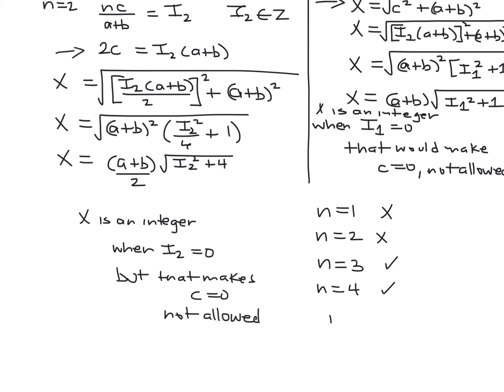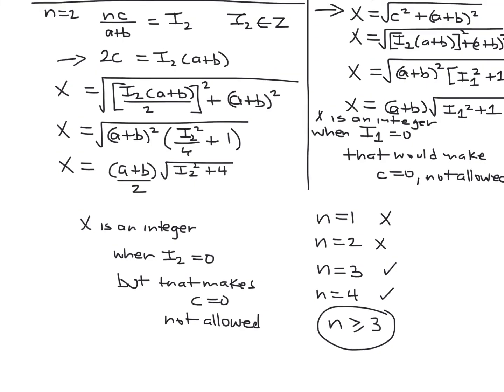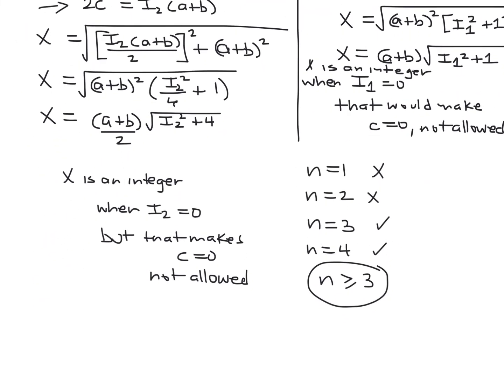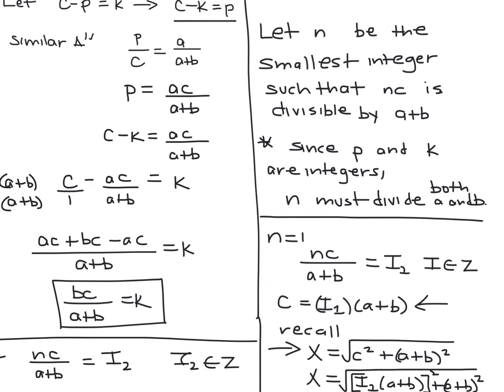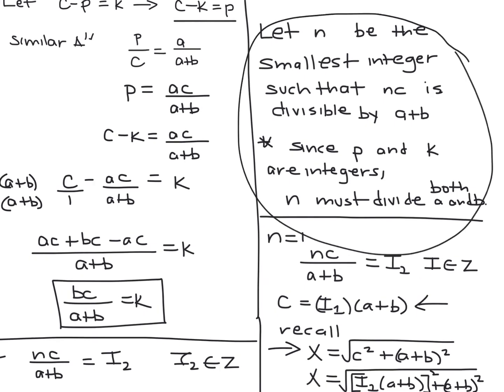So basically what it means is that for all values n greater than or equal to 3, this will work. And that's essentially what they wanted you to show. That when n is greater than or equal to 3, this whole scenario will be valid. That n is the smallest integer such that nc is divisible by a plus b, and since p and k are integers, n must divide both a and b.